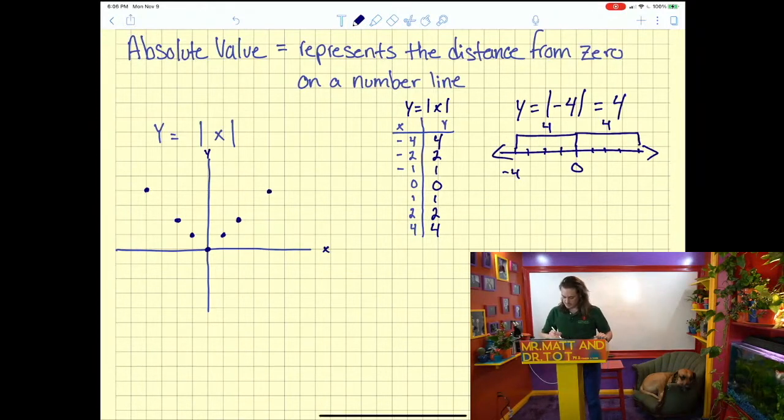Notice we get this very recognizable V shape. And this is different again from a parabola, because a parabola is going to have a U shape. It's going to be curved towards the vertex. But that is the typical absolute value function. You should be familiar with its shape. Again, whenever you see the V, you're pretty much looking at the absolute value.